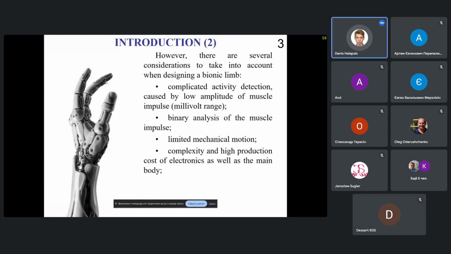Sorry about that. So, complicated activity detection caused by low amplitude of muscle impulse, about millivolt range. Binary analysis of the muscle impulse. It means that typically the circuit either notices or does not notice an impulse without paying too much attention to its magnitude. Limited mechanical motion caused by imperfect designs of servo motors and main bodies of the existing limbs, and the complexity and high production cost of electronics as well as the mechanical body.